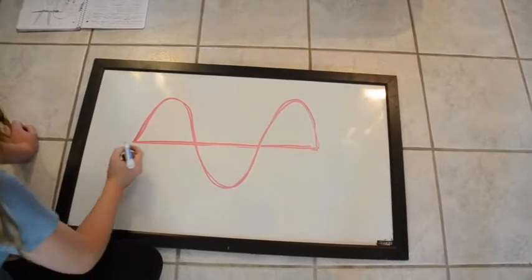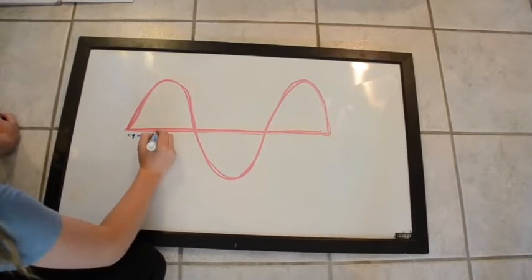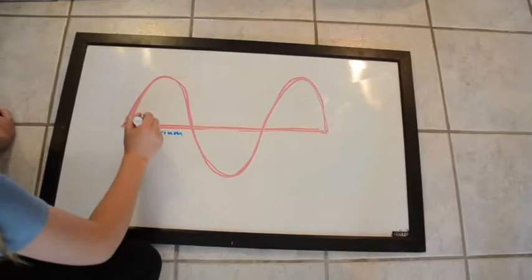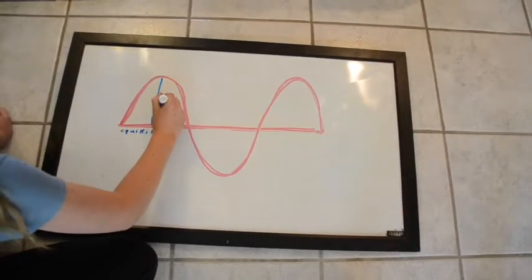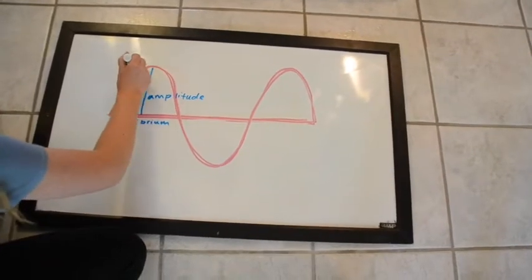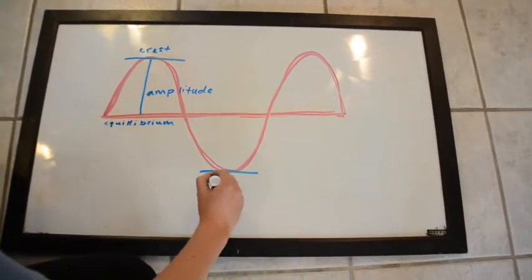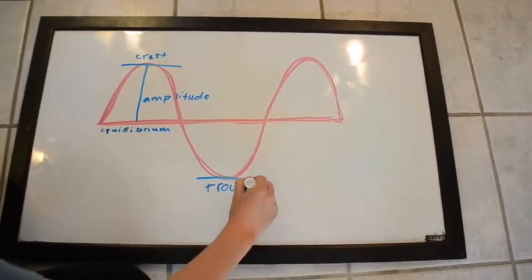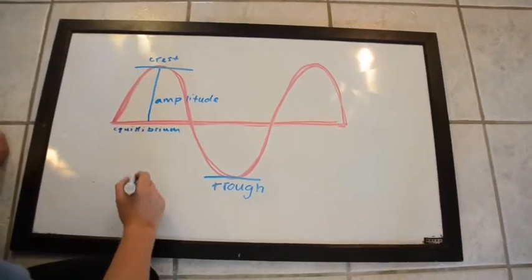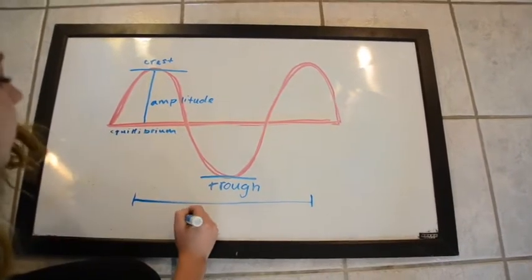This is an example of one. This line at the center is called the equilibrium. From the equilibrium to the top of the crest is called an amplitude. And the very top of the wave is called a crest. The bottom is called a trough. The entire wavelength is considered from the center of this to the center of this. This is considered a wavelength.